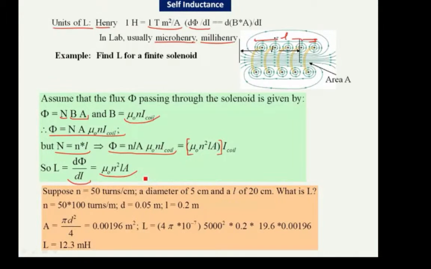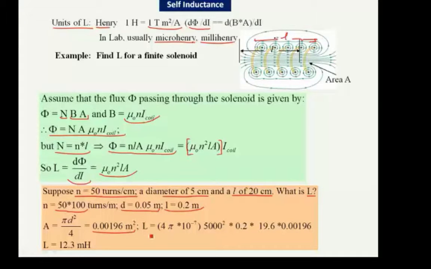So just for fun, let's take some numbers. So we'll take N 50 turns per centimeter. Let's take a diameter of 5 centimeters and a length of 20 centimeters and find out what L is. We have to convert that to meters, so we'll have N equaling 50 times 100. We'll have D 0.05 and L equal to 0.2. The area is pi d squared over 4, so you put in the diameter, multiply by pi over 4, square the diameter, and you come up with this quantity here. In meters, of course, it's a pretty small number.